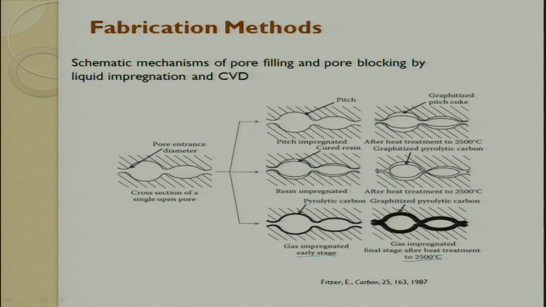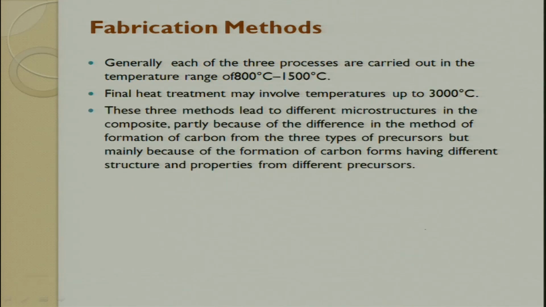Then here we use a cured resin, right, and then graphitized pyrolytic carbon is pushed into it, so we get something like this. Then pyrolytic carbon is like this, and this is the early stage of impregnation, and in the final stage after 2500 degrees we get the required carbon composite. So, the fabrication method, generally each of the 3 processes is carried out at a temperature between 800 degrees Celsius to 1500 degrees Celsius. The final heat treatment goes up to 3000 degrees Celsius.